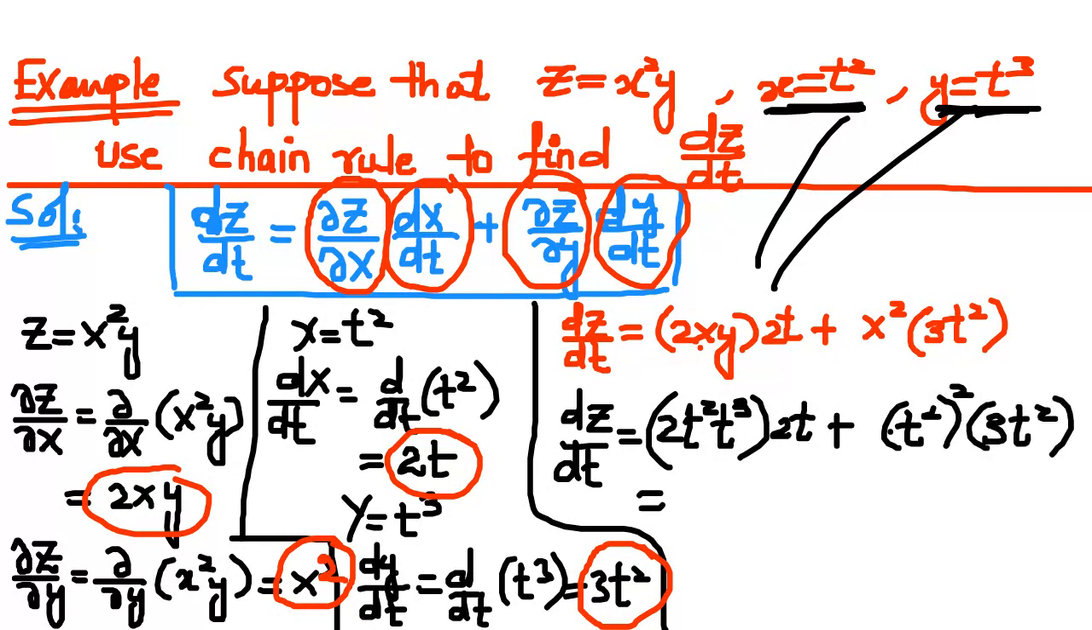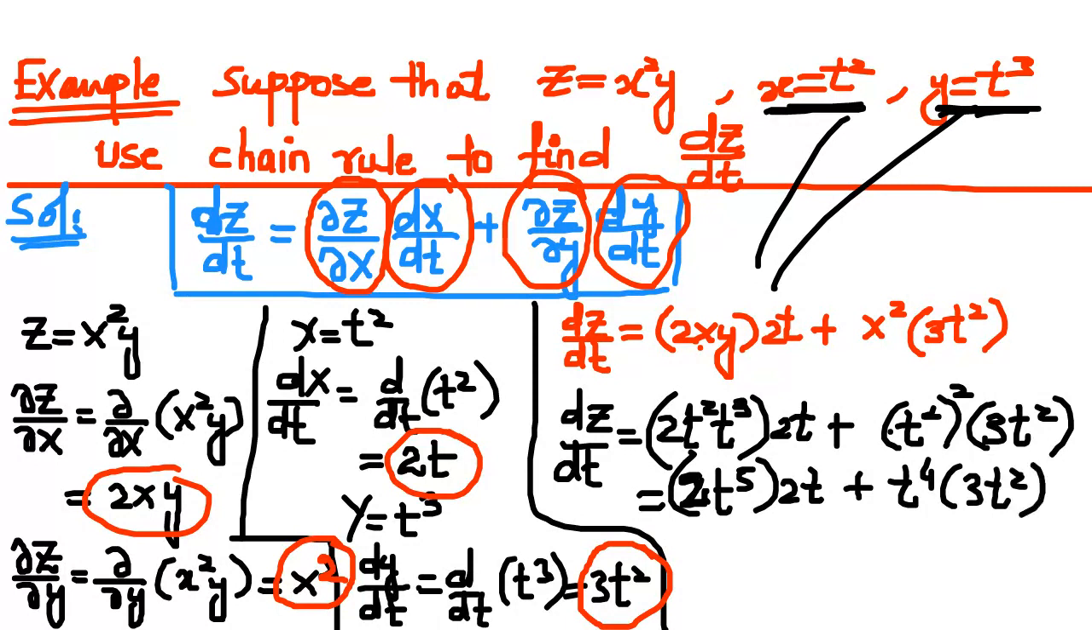Simplify it, you will get 2t power 5 into 2t plus t power 4 into 3t square, which is equal to 4t power 6 plus 3t power 6, which is equal to 7t power 6. So this is the answer.